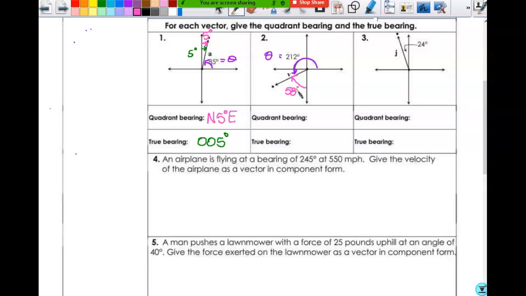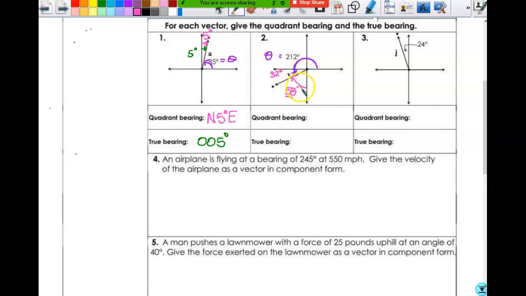Another way I could figure it out is I know that going to here is 180, so 212 minus 180 gives me 32, and then I can subtract 32 from 90 to get 58. It doesn't matter. It's whatever makes the most sense to you. Just label the stuff and you should be able to figure pieces out, okay?